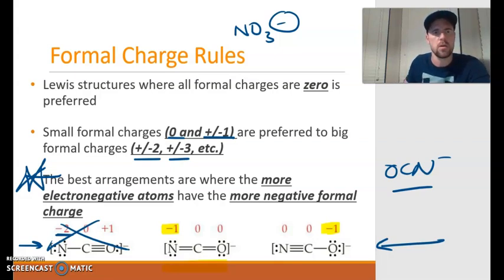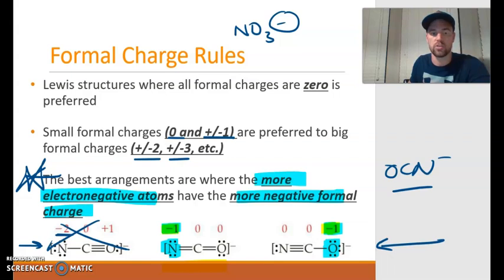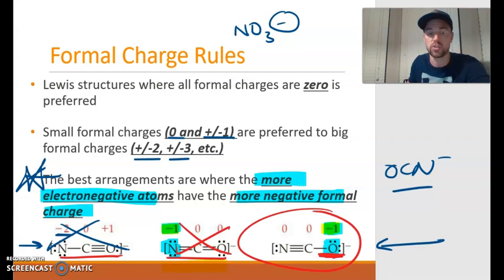How do I know? Well, it's either nitrogen has the -1 or oxygen has the -1. Which one of those two elements should be the negative formal charge? The more electronegative element should be the more negative formal charge. Out of nitrogen and oxygen, which one's more electronegative? Oxygen. And therefore, oxygen should be the one that has the -1. So the most stable, even though all structures do exist, the most stable is this one.